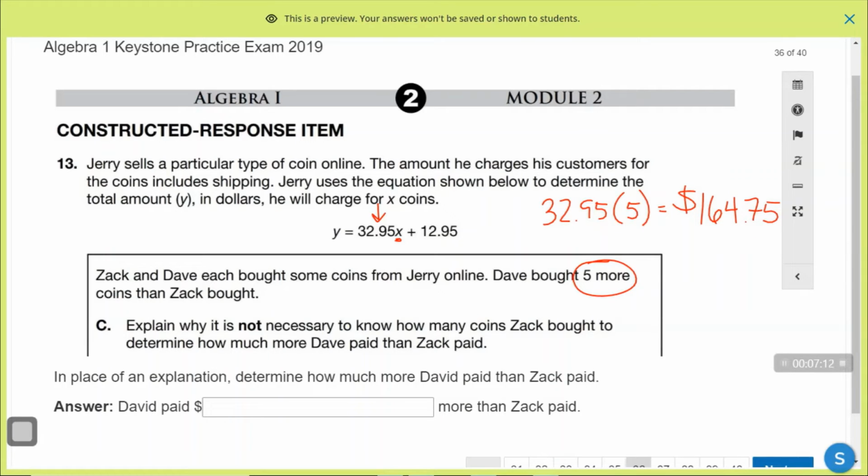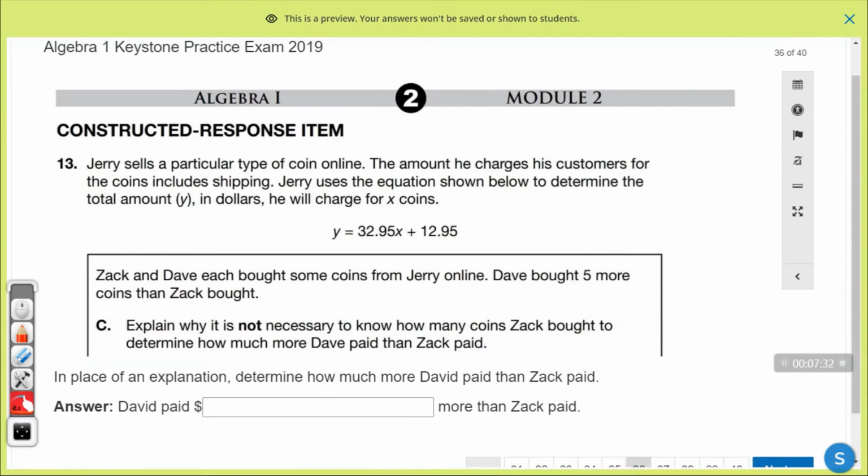So in this case, the only thing that's going to vary is what he paid per coin. We know that was 5 more coins, and that's why I multiplied that $32.95 times 5 to get my total amount there. Again, you'd have to give a full explanation on the Keystone exam as to why it's not necessary here. I'm just asking you to prove it so that I can get you a fill-in-the-blank one there.